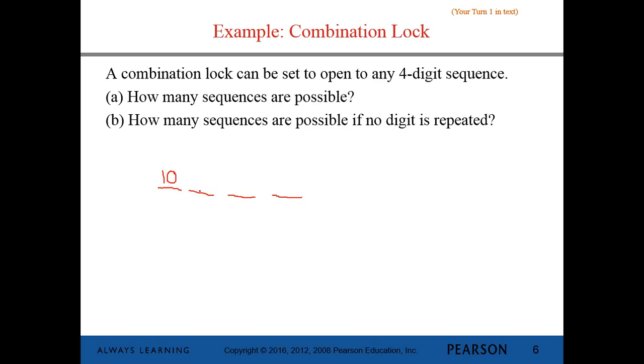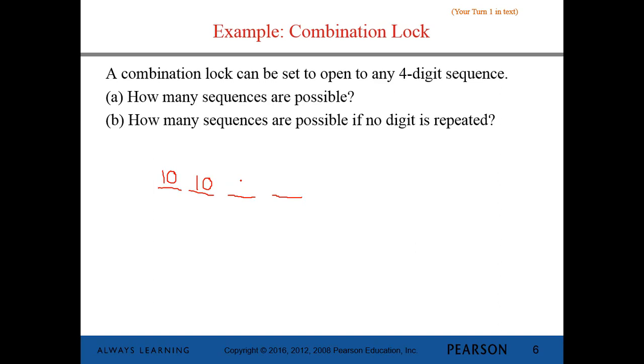Well, what about this one? If we're talking about all possible sequences, then it's okay to have 1, 1, 1, 1, or 2, 2, 2, 2. So we can have repeats. So we're going to allow for all repeats. So how many do I get for the second position if I allow for repeats? Well, that means I get 10.